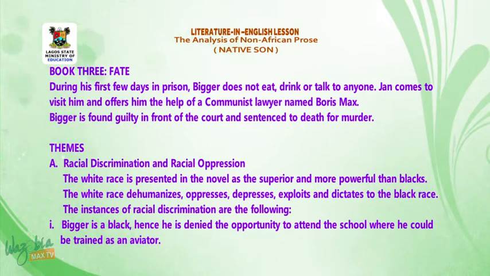The next segment is the thematic preoccupation of the novel, Native Son. A. Racial discrimination and racial oppression. The white race is presented in the novel as superior and more powerful than blacks. The white race dehumanizes, oppresses, depresses, exploits, and dictates to the black race. The instances of racial discrimination are the following.